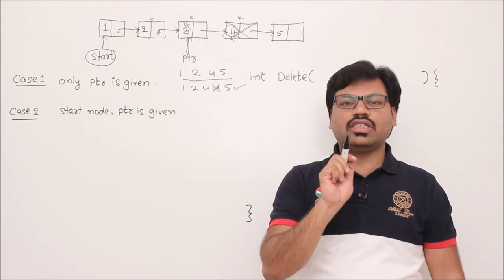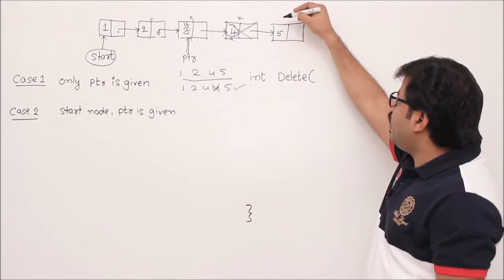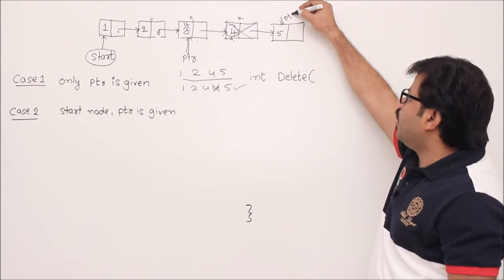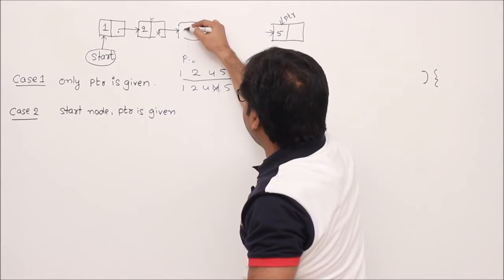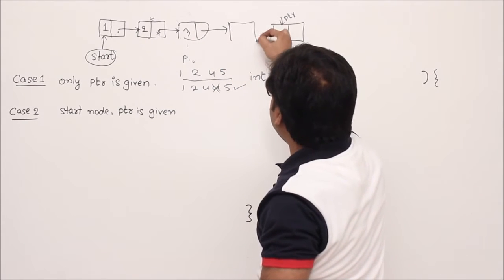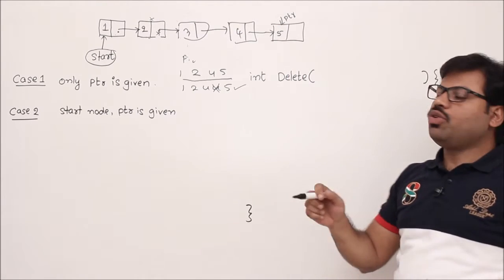But there is a problem with this method. It won't always work. Why? If the to-be-deleted node is this one. Okay, think about it. So let me take the previous linked list. That is 3 here and 4 here and 5 here. If PTR is this one, how do you delete it?